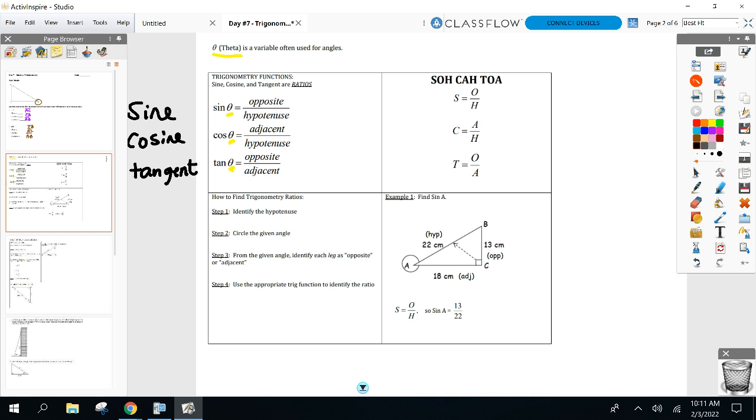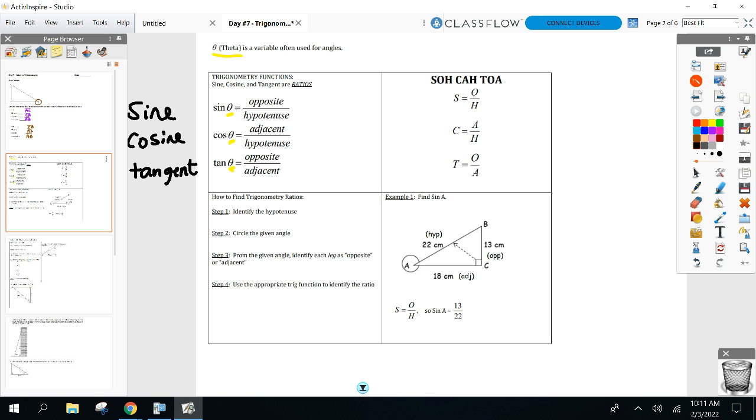Has anybody seen the Pocahontas movie? He wasn't featured in the movie, but Pocahontas has a brother. He wasn't featured for some reason, got left out. His name was Sohcahtoa. His name will help you remember the ratios. Here's how. First, let's make sure we can spell it right. I can't help you with that. Sohcahtoa.